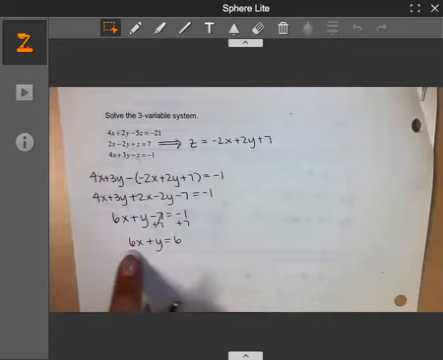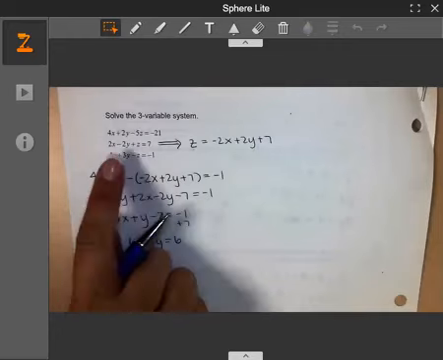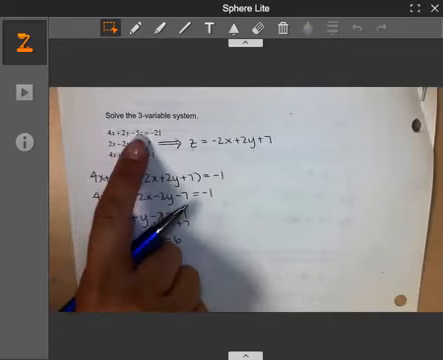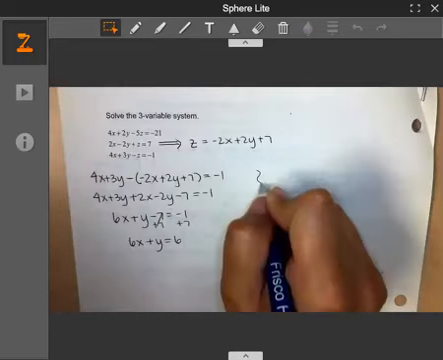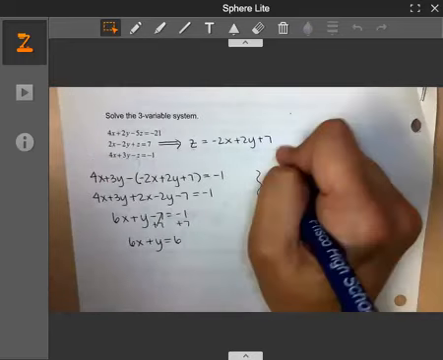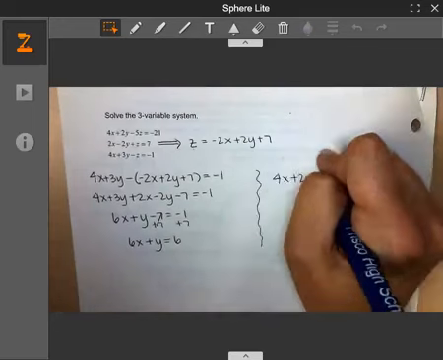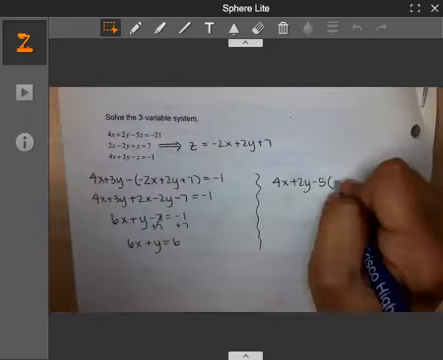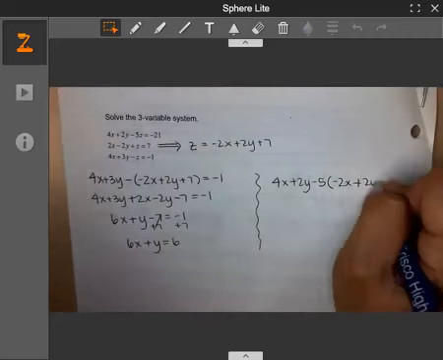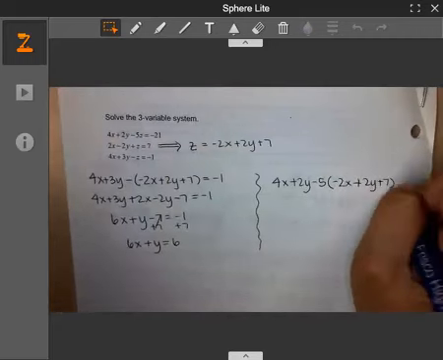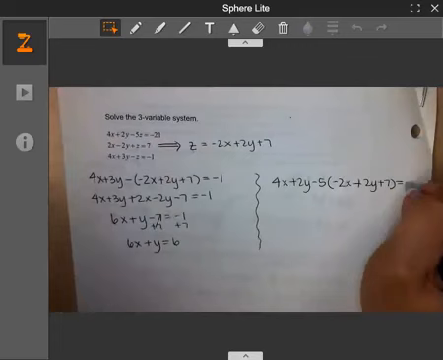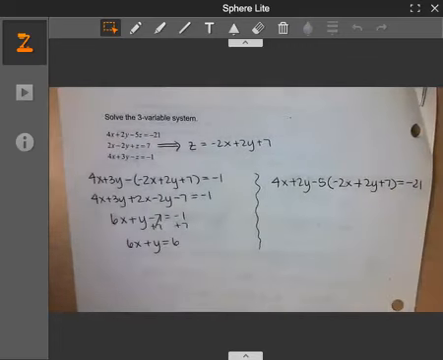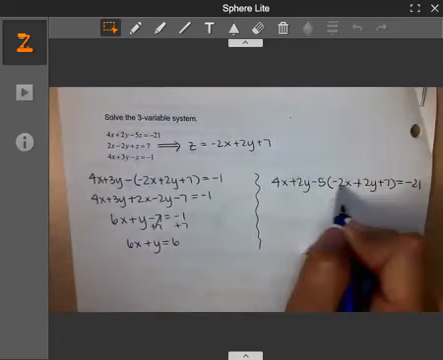Now I've got to do the same thing for the first one so that I could get rid of the z in that one as well. So I'll go ahead and draw a line here. And we get 4x plus 2y minus 5. And here comes my new z. Negative 2x plus 2y plus 7 is equal to negative 21. So I've changed out the z in this equation, only the z.